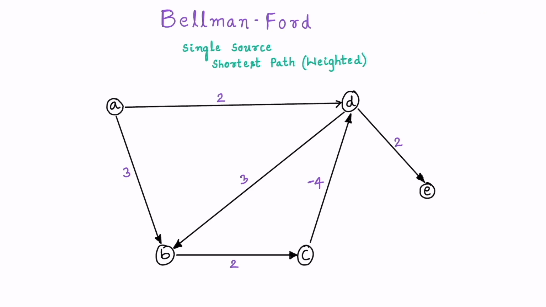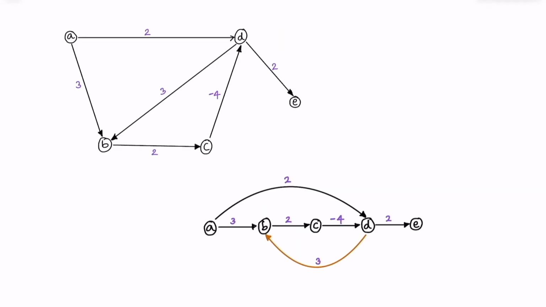That's why we apply Bellman Ford algorithm for graphs with negative edges. But a limitation of Bellman Ford algorithm is it works on graphs with negative edges, but it does not work on graphs with negative cycles. To understand what exactly are negative cycles, let me redraw this graph. I have rewritten the same graph here so that it's easier to understand cycles.